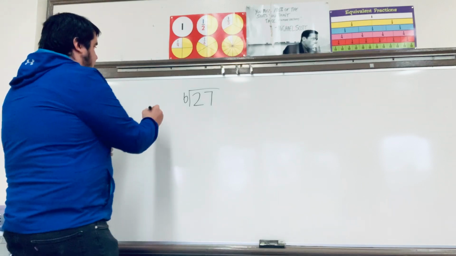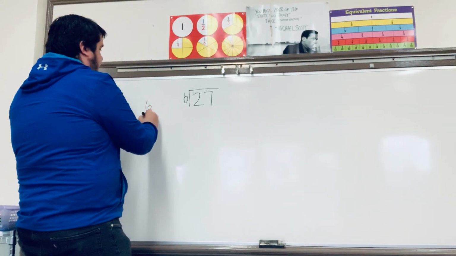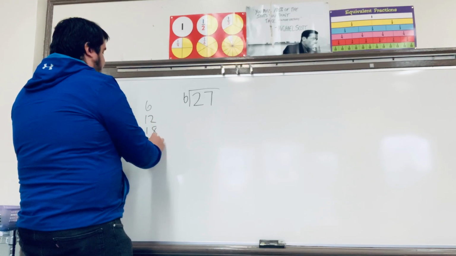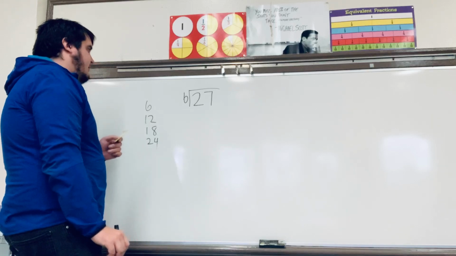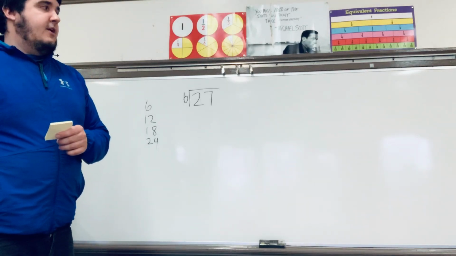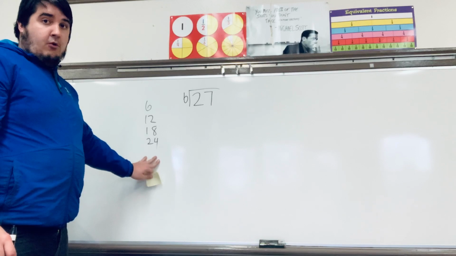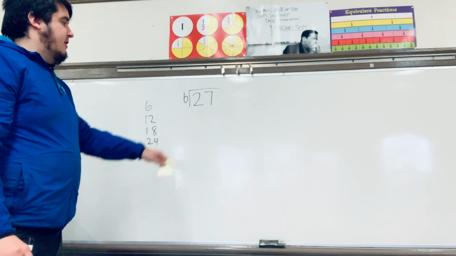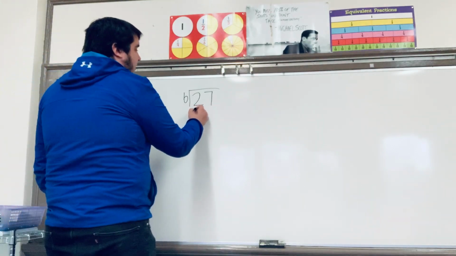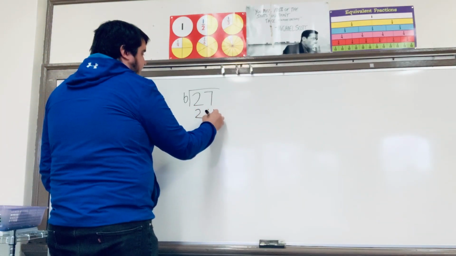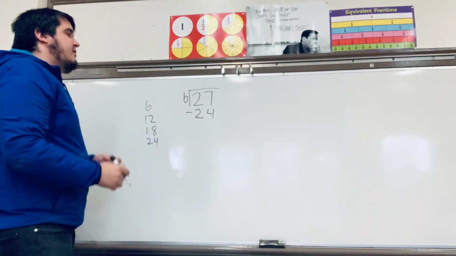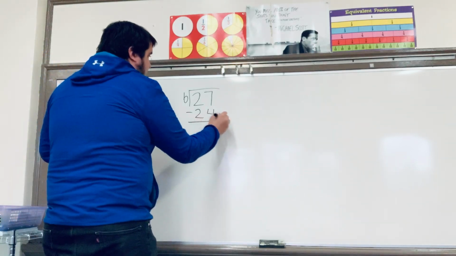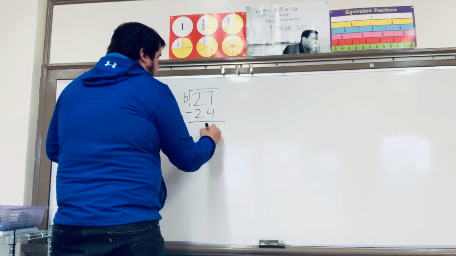So we're going to go 6, next number is 12, 18, and 24. I can't go any more without going over 27. So 24 is going to be my number that I'm going to put underneath. I'm going to take 24 and put it right underneath 27 there. And then we just do some subtraction there. So 27 minus 24 gives me 3.